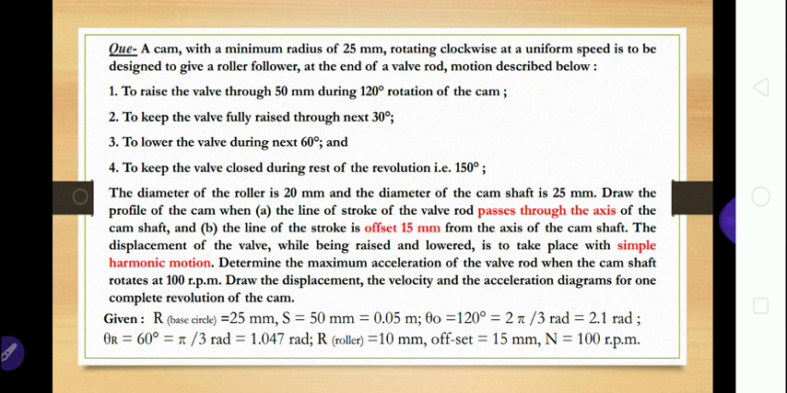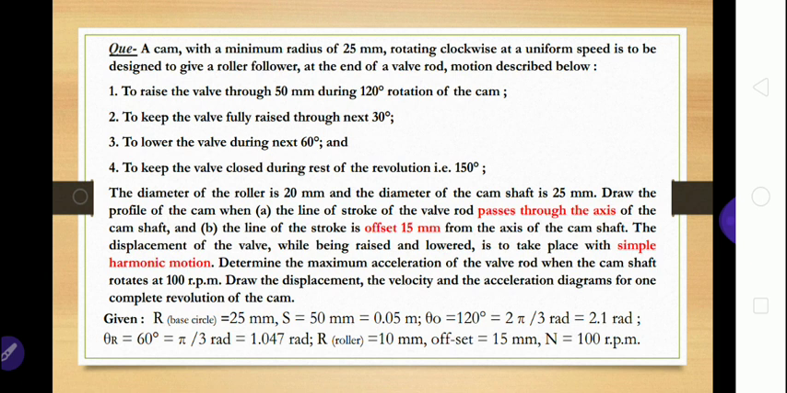Next, to keep the roller closed during rest of the revolution, that is 150 degree. That means the dwell period the second time is given as 150 degree. During these two dwell periods, we have to keep the displacement of the follower equal to 0 or at the same position. Next, the diameter of the roller is 20 mm. That means capital R roller is equal to 10 mm. That we will write in the given data.